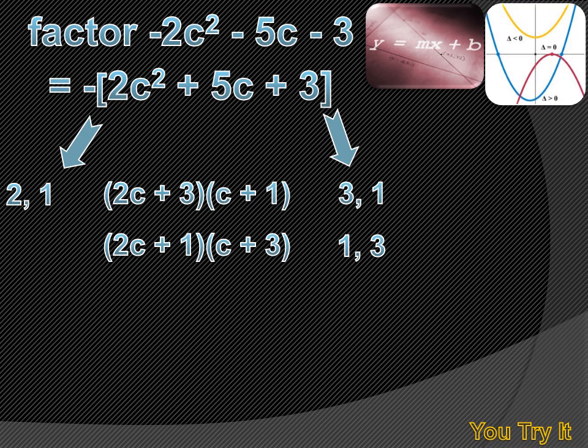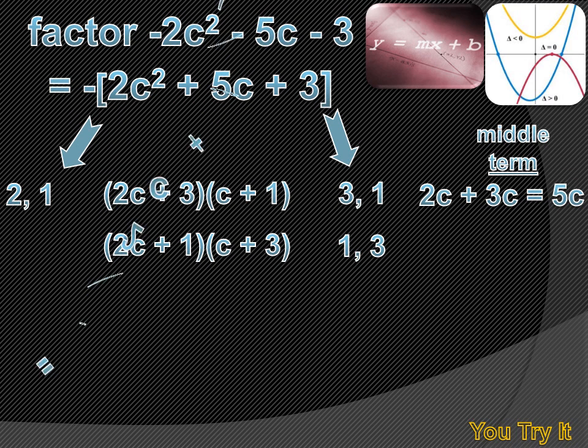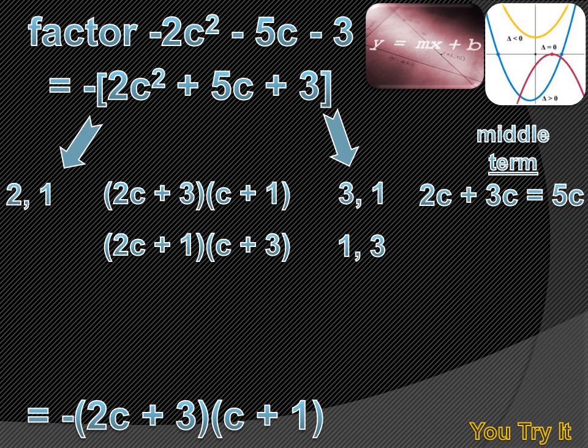But we do have to consider the first two. My outside product plus my inside product of 2c plus 3 times c plus 1 results in a middle term of 5c. And that's the answer that I want to get. Positive 5c. So my answer is 2c plus 3 times c plus 1, but I've got to remember to put this negative sign in front of it because I factored out negative 1.